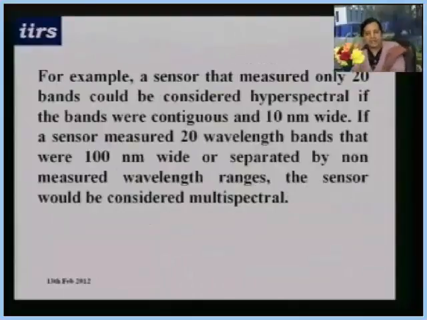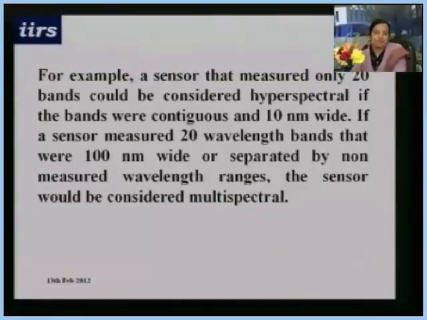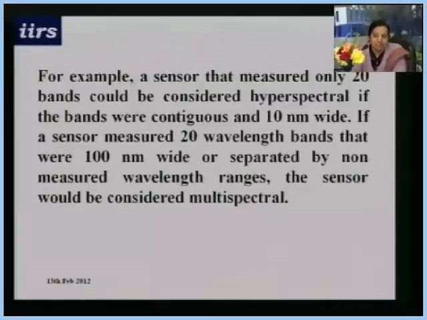So for example, a sensor that measures only 20 bands could be considered hyperspectral if the bands are narrow, that is, they have a spectral resolution of 10 nanometers. If the sensor measured 20 wavelengths with 100 nanometers as the bandwidth, it cannot be called a hyperspectral data set. It would still be called multispectral remote sensing data.